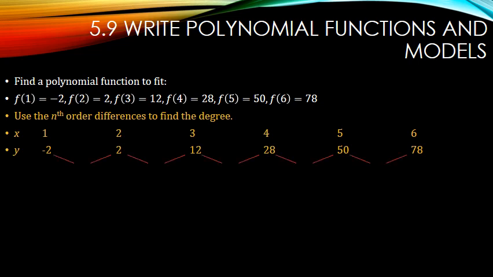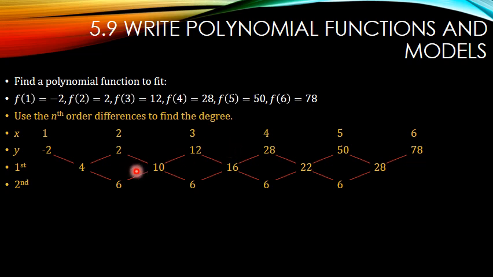We need to subtract the y values. So 2 minus negative 2 is 4. 12 minus 2 is 10. 28 minus 12 is 16. 50 minus 28 is 22. And so on. Those are different, so let's subtract again.